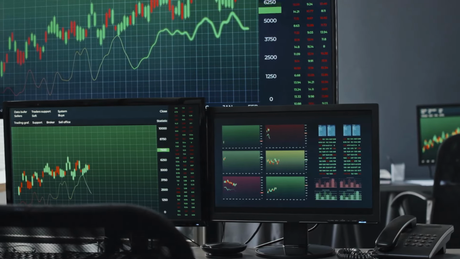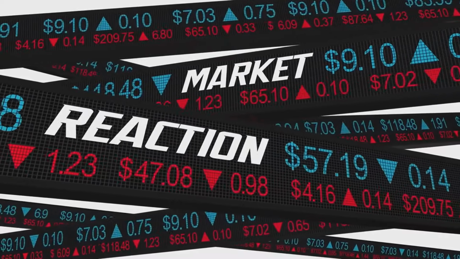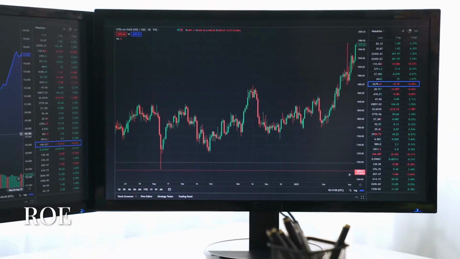Float is the number of shares publicly available for trading, excluding locked shares held by insiders or institutions. Stocks with low float often experience extreme volatility due to limited supply.